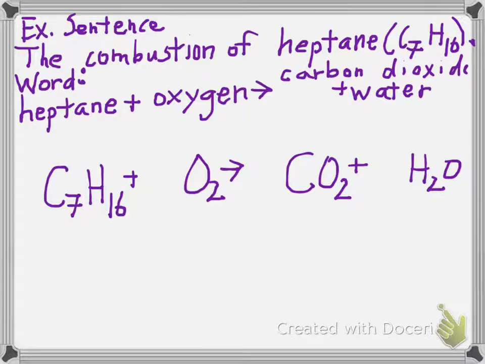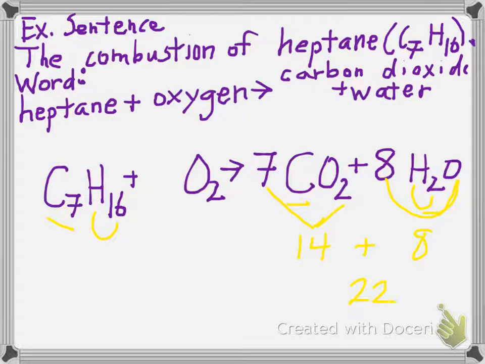Okay, so now I'm ready to balance this. I have my skeleton equation right now. 7 carbons, 1 carbon, I need a coefficient of 7. 6 hydrogens, 16 hydrogens, and I have 2, so I need a coefficient of 8. So now I'm looking at my oxygen. Right here I have 7 times 2, which makes 14, plus 8 more here, gives me 22. I could get 22, that's an even number. I need a coefficient of 11.